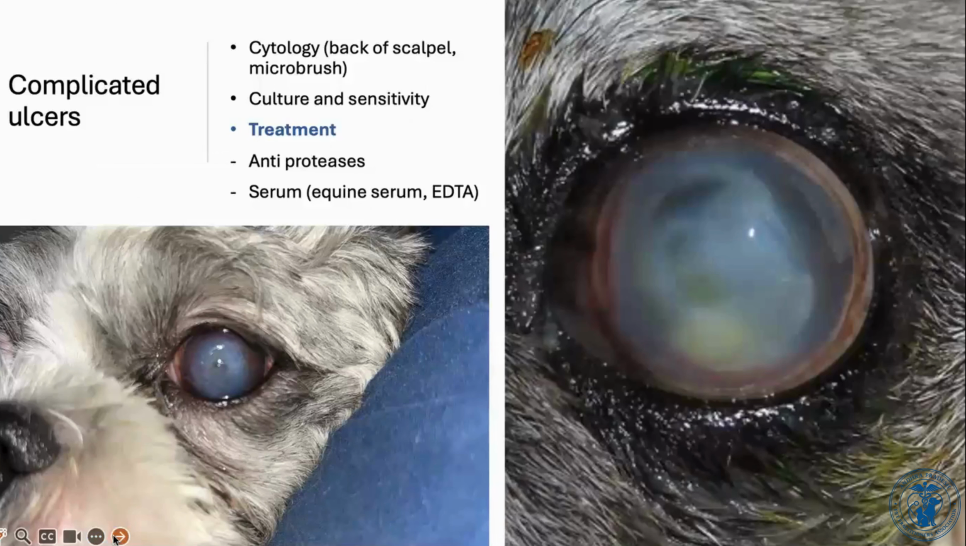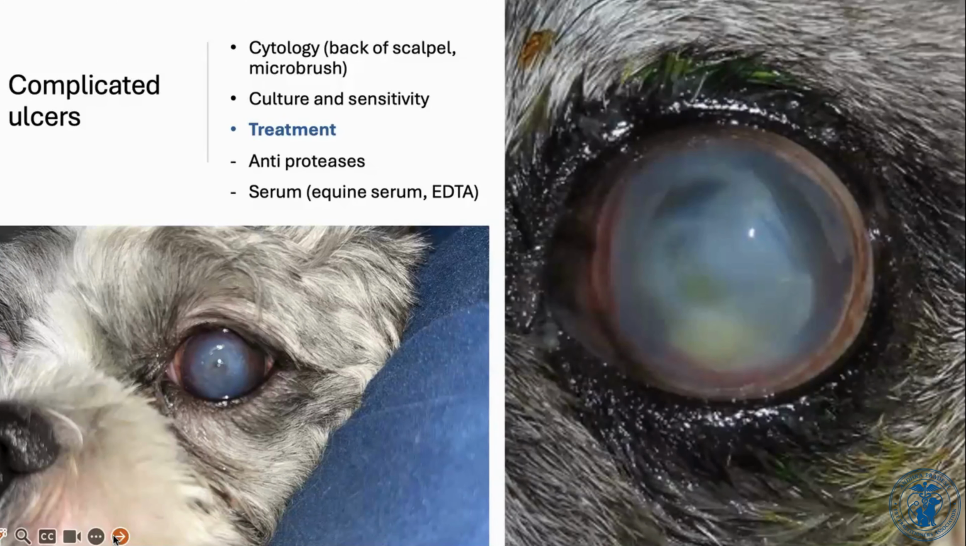So these ulcers are complicated ulcers. This has to be taken care of properly. If I feel that in spite of doing all the treatments, I'm still not getting the response which I wanted, then it is better to go for a cytology. Cytology is nothing but a microbrush. We can just scrape off some cornea and test it to see what kind of bacteria, whether cocci or rods, are present over there.